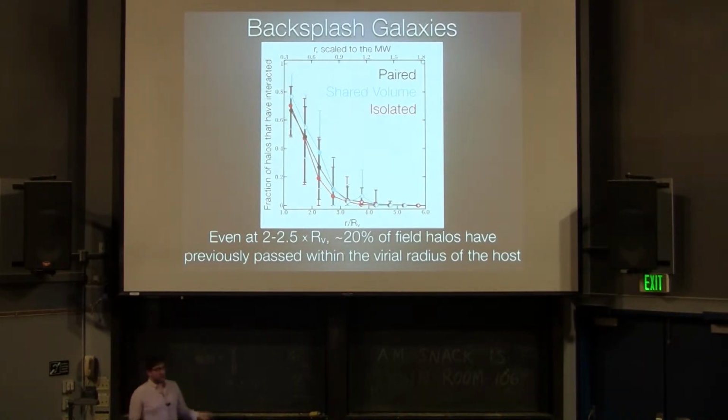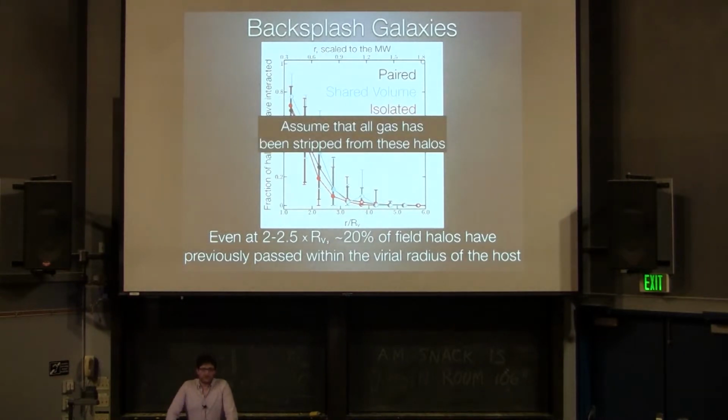Interestingly, they tend to generally agree. But what I really want to point out is that even out to 2 to 2.5 R vir, about 20% of the halos out there have at some point or another passed within R vir of the host. And if you look all the way within about 1 to 1.5 R vir, it's something like 75% of those halos have been within R vir in the past.